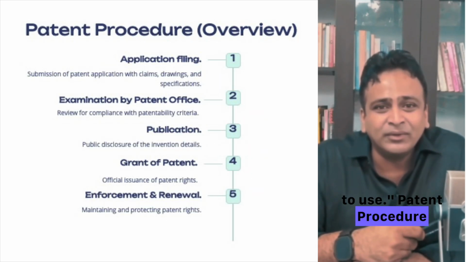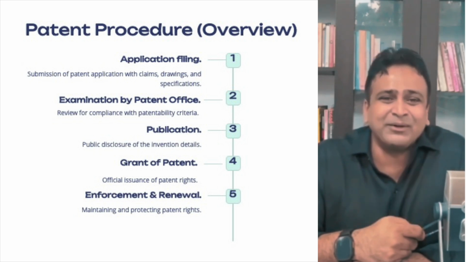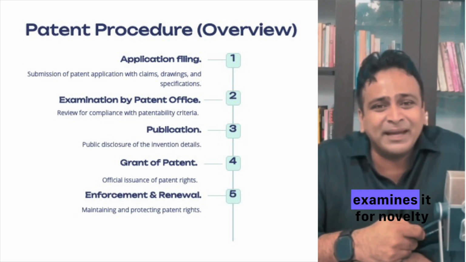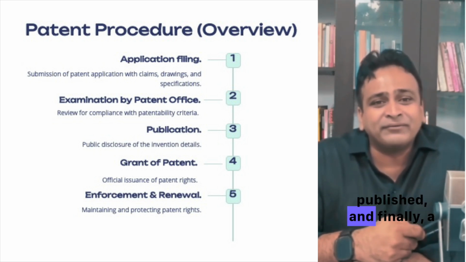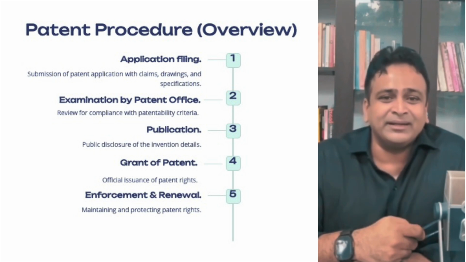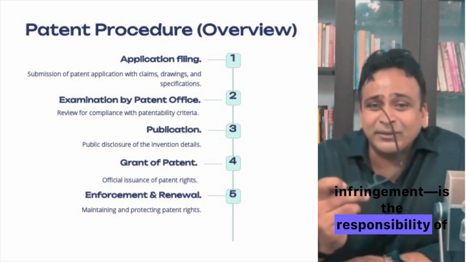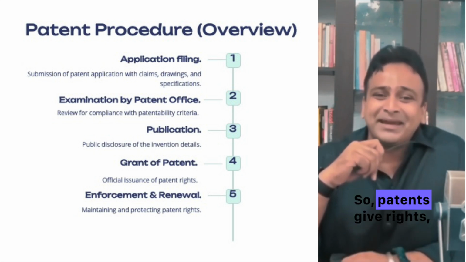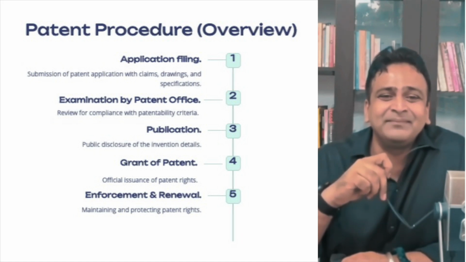Patent procedure. Getting a patent isn't automatic. It's a detailed process. First, the inventor files an application. Then, the patent office examines it for novelty and inventive step. If it passes, it's published, and finally, a patent may be granted. But enforcement, that is, stopping infringement, is the responsibility of the patentee, often through courts. So, patents give rights, but they also demand effort to protect them.